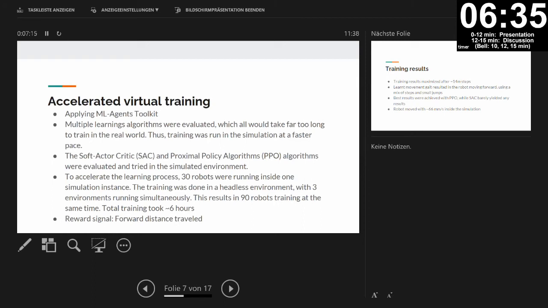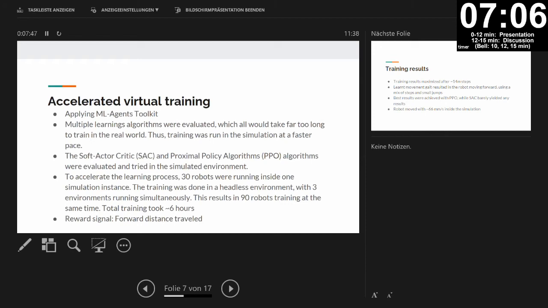What we also did is parallelize the training. The implementation makes us capable of using 30 robots at the same time within a simulation instance. And we had several simulation instances. So in the result, we had 90 robots at the same time, with a total training time of about 6 hours with the less detailed robot model.